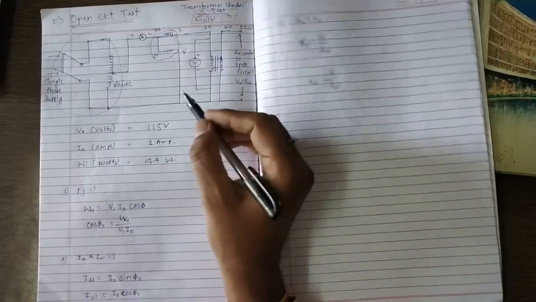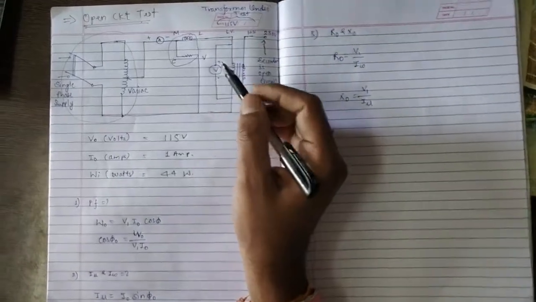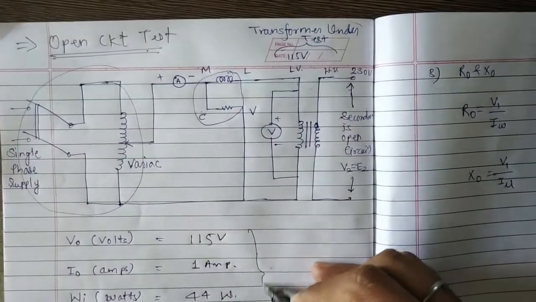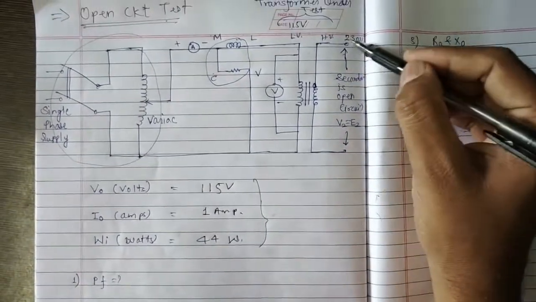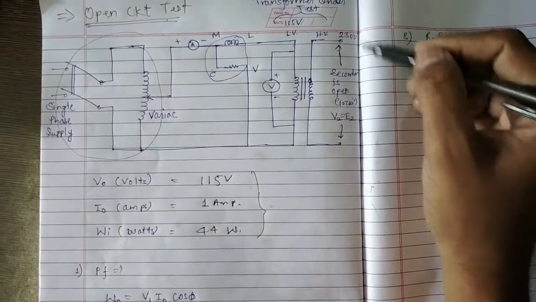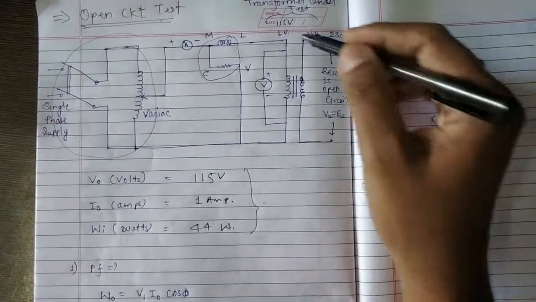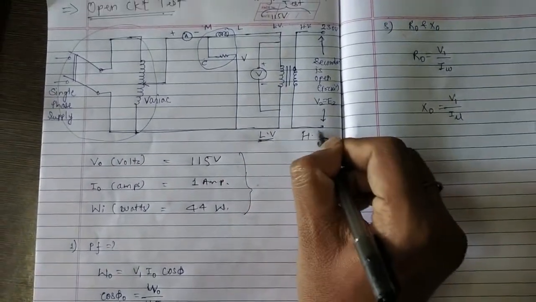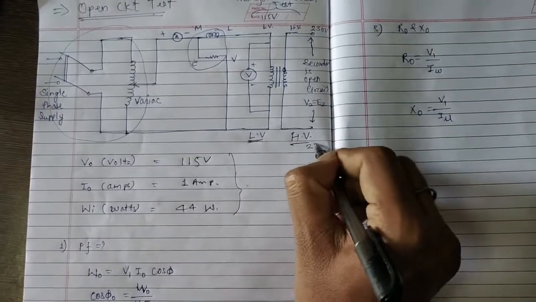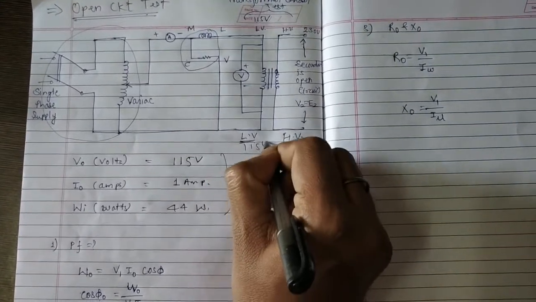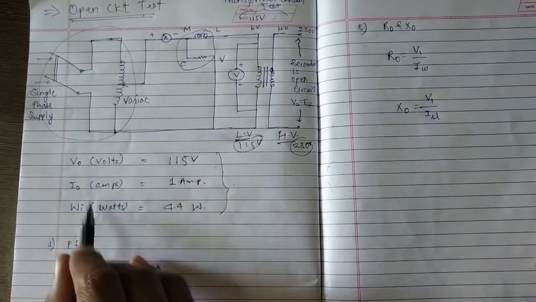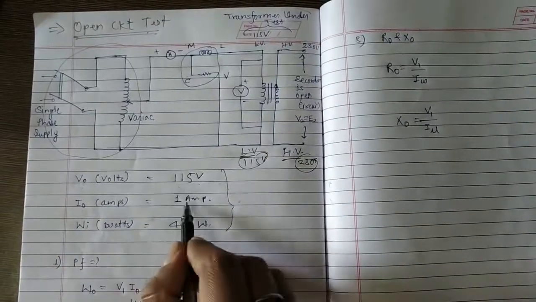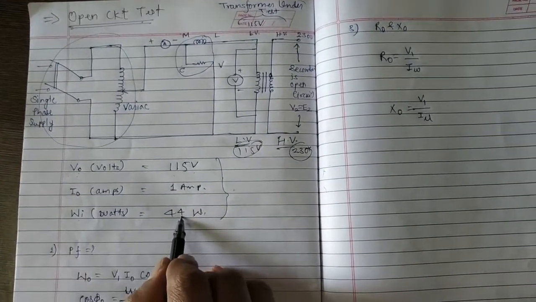So friends, this is our open circuit transformer test. So this is a circuit diagram. Now you will see we have already performed the experiment and we have measured the following. In the open circuit test, we open the secondary winding. So here the secondary winding is open and the primary winding is connected here. The primary winding is the low voltage side and the secondary winding is the high voltage side. High voltage means this is the 230 volt side and this is the 115 volt side. We have taken these three readings: rated voltage 115 volt, no load primary current 1 ampere, and the wattmeter measures 44 watt.